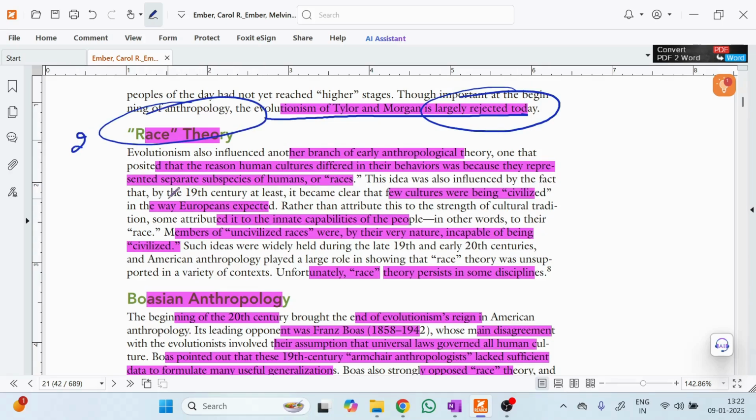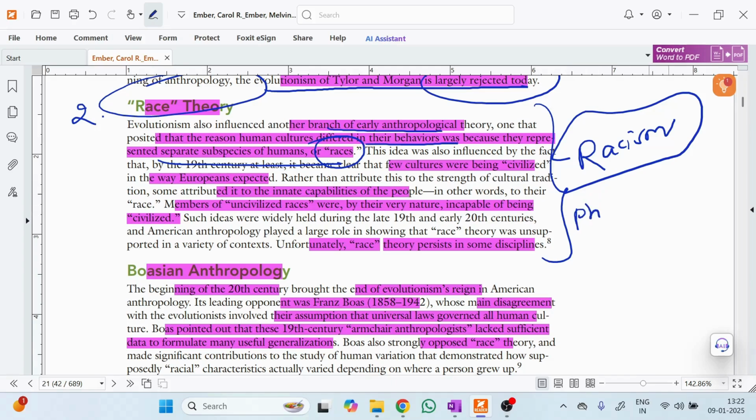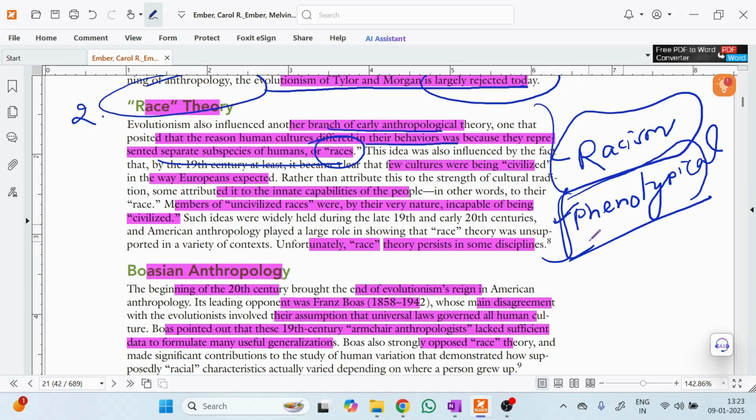Then second comes the race theory. It was another branch of early anthropological theories, and it posited that human cultures differed in their behavior because they are represented by different subspecies or different races of humans. This theory talks about the phenotypical differences that led to the hypothetical cultural differences, which is not the case, because all phenotypical differences such as skin complexion, the color of eyes, height, body weight, the length of extremities, the body fat, all are subject to natural selection. All are a product of a particular environment.